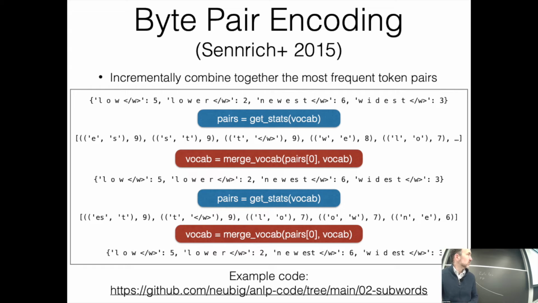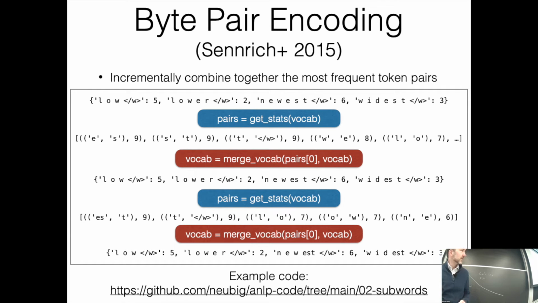And that gives you new EST and wid EST. And then you do the same thing. This time now you get EST. So now you get this suffix EST. And that looks pretty reasonable for English, right? You know, EST is a common suffix that we use. It seems like it should be a single token.